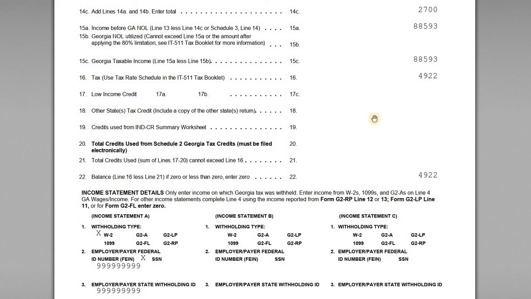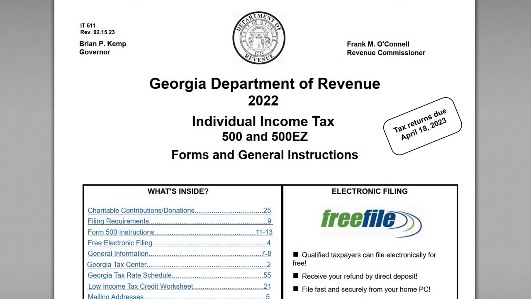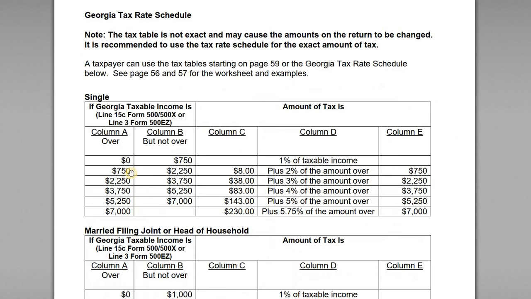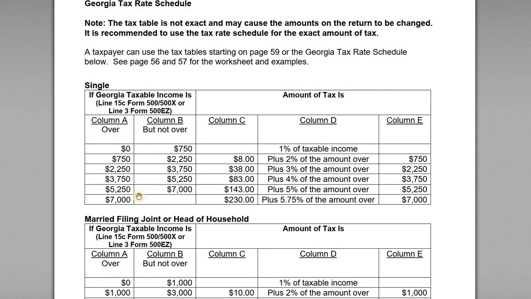So now once we have our Georgia taxable income, we need to figure out how much tax we are going to owe. So now we go back to the instructions and look at the rate table. So if we jump down to the tax tables, we have here the Georgia tax rate schedules, and we can see here for filing status, right, single filing status, if Georgia taxable income is over $7,000, which it is, the tax that we're going to owe is $230 plus 5.75%.